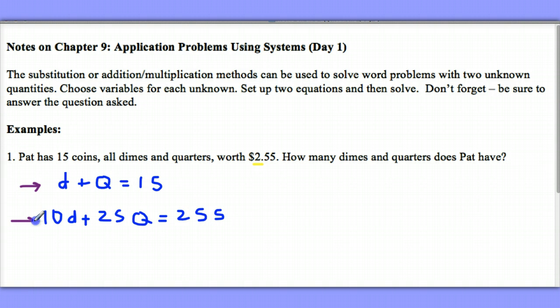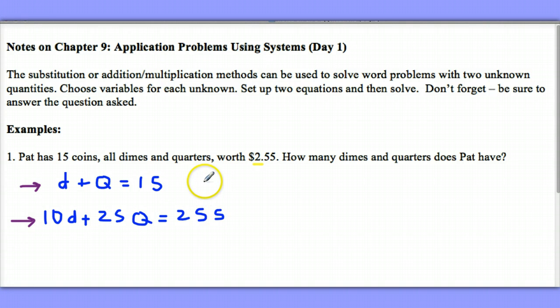My second equation is the equation that deals with money, the cost or the value of the dimes and quarters. A dime has a value of 10 cents, so 10 cents times the number of dimes. A quarter has a value of 25 cents, so 25 times the number of quarters, and 255 cents. Notice I did not write any decimals when I wrote this equation.